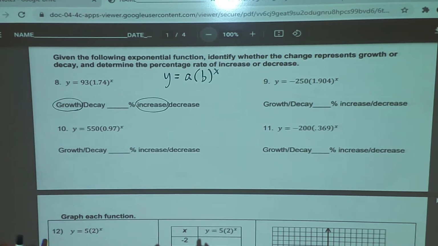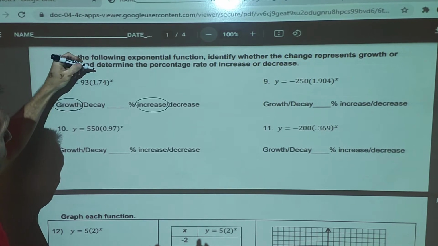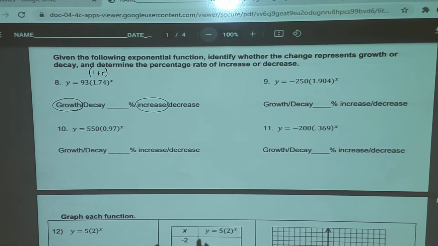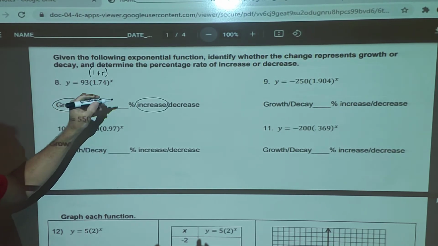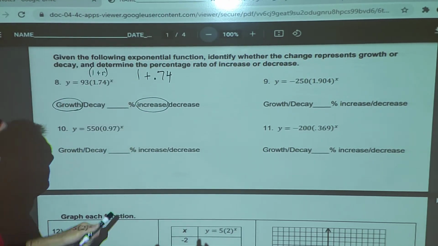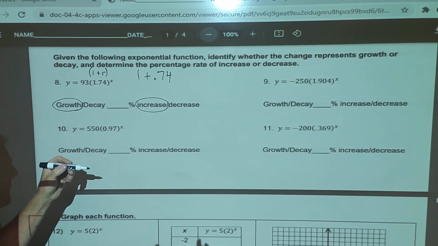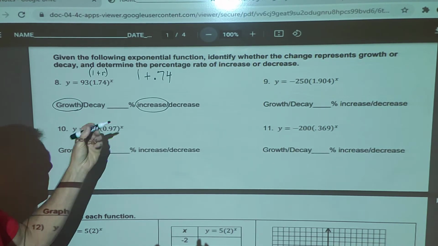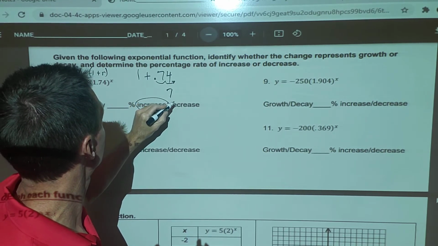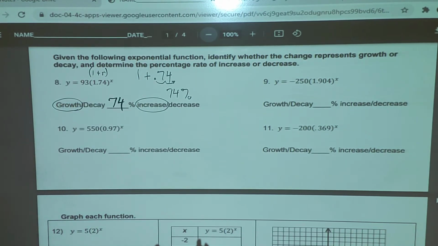And to get this percentage, our formula for growth would be 1 plus the rate for our growth factor. So 1 plus 0.74 is what we actually have here. So we need to be able to change this to a percent. So 0.74, to change to a percent, we would multiply by 100, which is going to move your decimal 2 places to the right and make that 74%. So that would be a 74% increase.